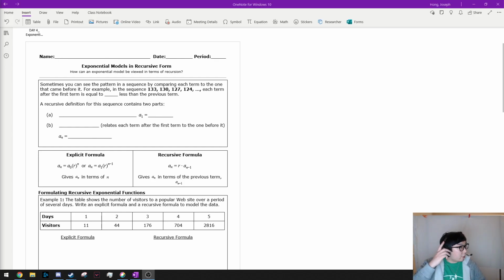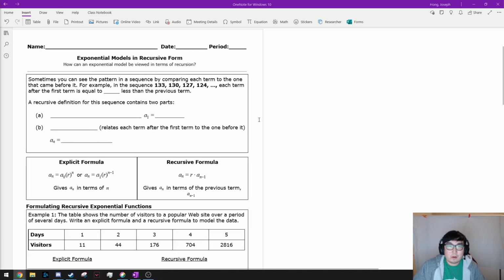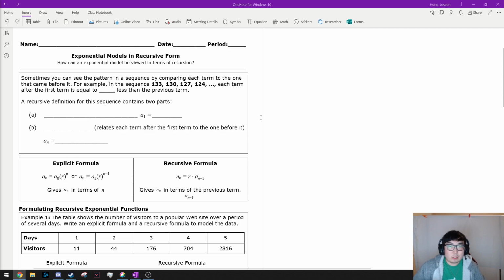Hey guys, Mr. Hong here with a new video talking about exponential models in a recursive form. So today you're going to learn how you can use this model to help you find patterns using the exponential model, which is called recursion.